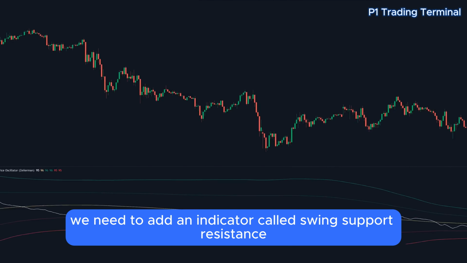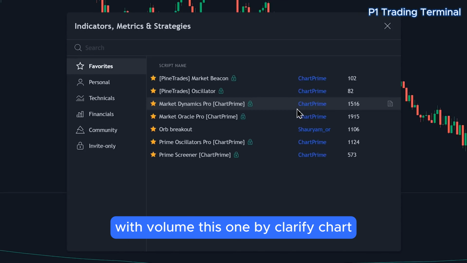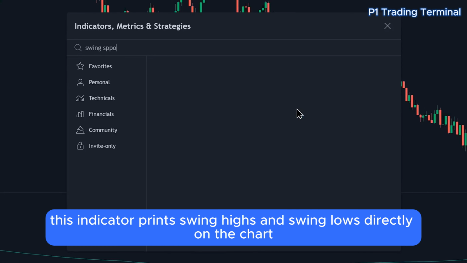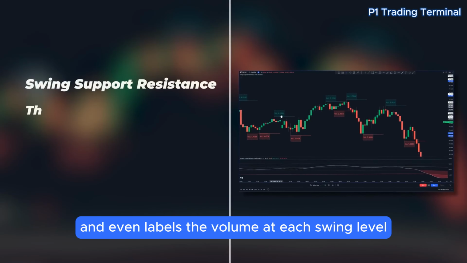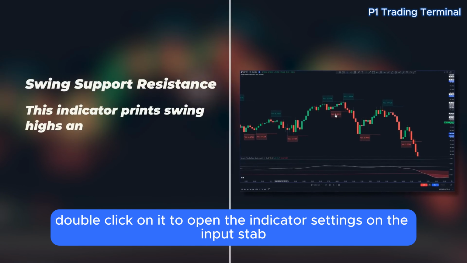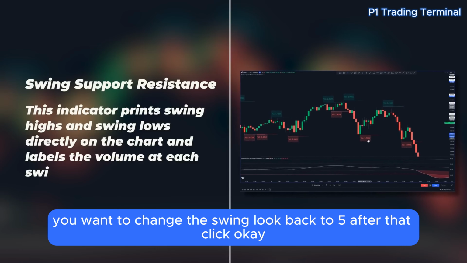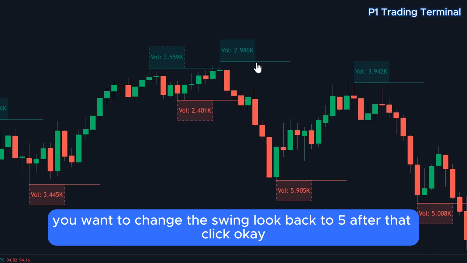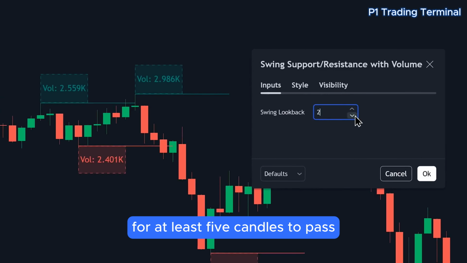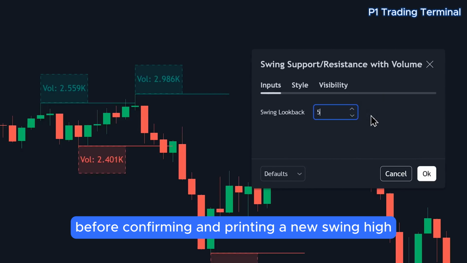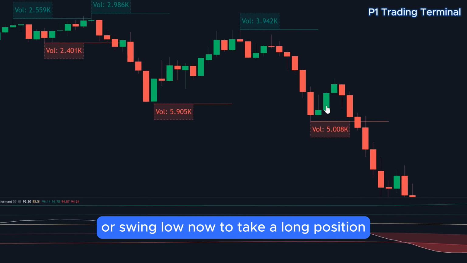Now, to craft a strategy out of this indicator's ability to identify the trend of the market, we need to add an indicator called Swing Support Resistance with Volume, this one by Clarify Chart. This indicator prints swing highs and swing lows directly on the chart and even labels the volume at each swing level. Double-click on it to open the indicator settings. On the input tab, you want to change the swing lookback to 5. After that, click OK. This adjustment ensures that the indicator waits for at least 5 candles to pass before confirming and printing a new swing high or swing low.